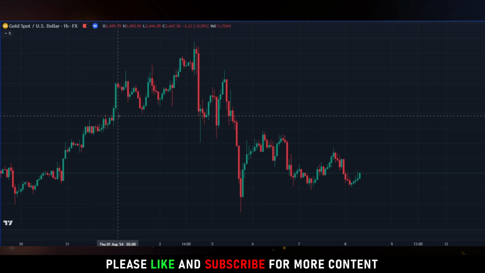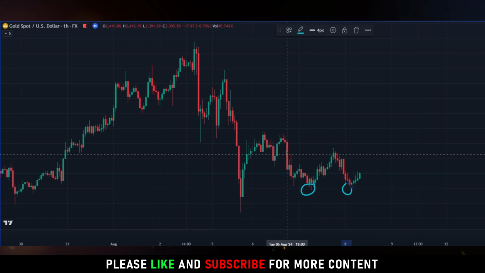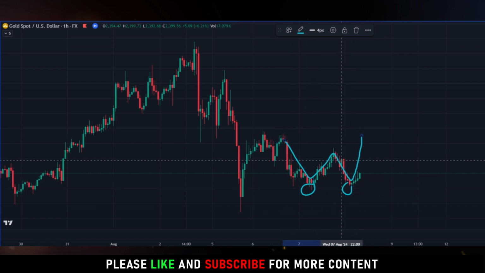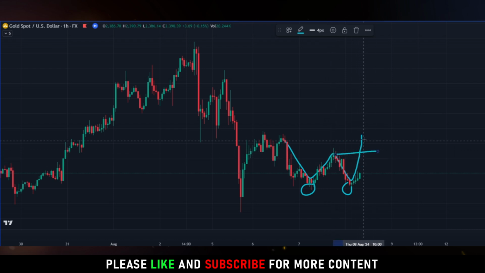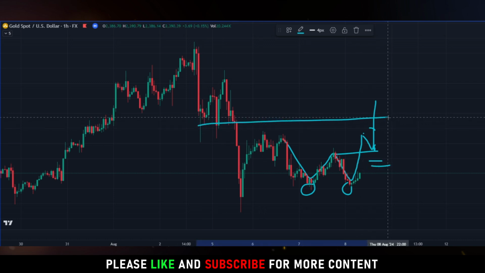Watching this gold, you can see that there is a double bottom, this one and this one. This is a W formation. We can open a buy trade when it breaks out of this neckline and makes a retest on the neckline. Then we can place a trade in this area, put the stop loss in this area, and target at least this one.